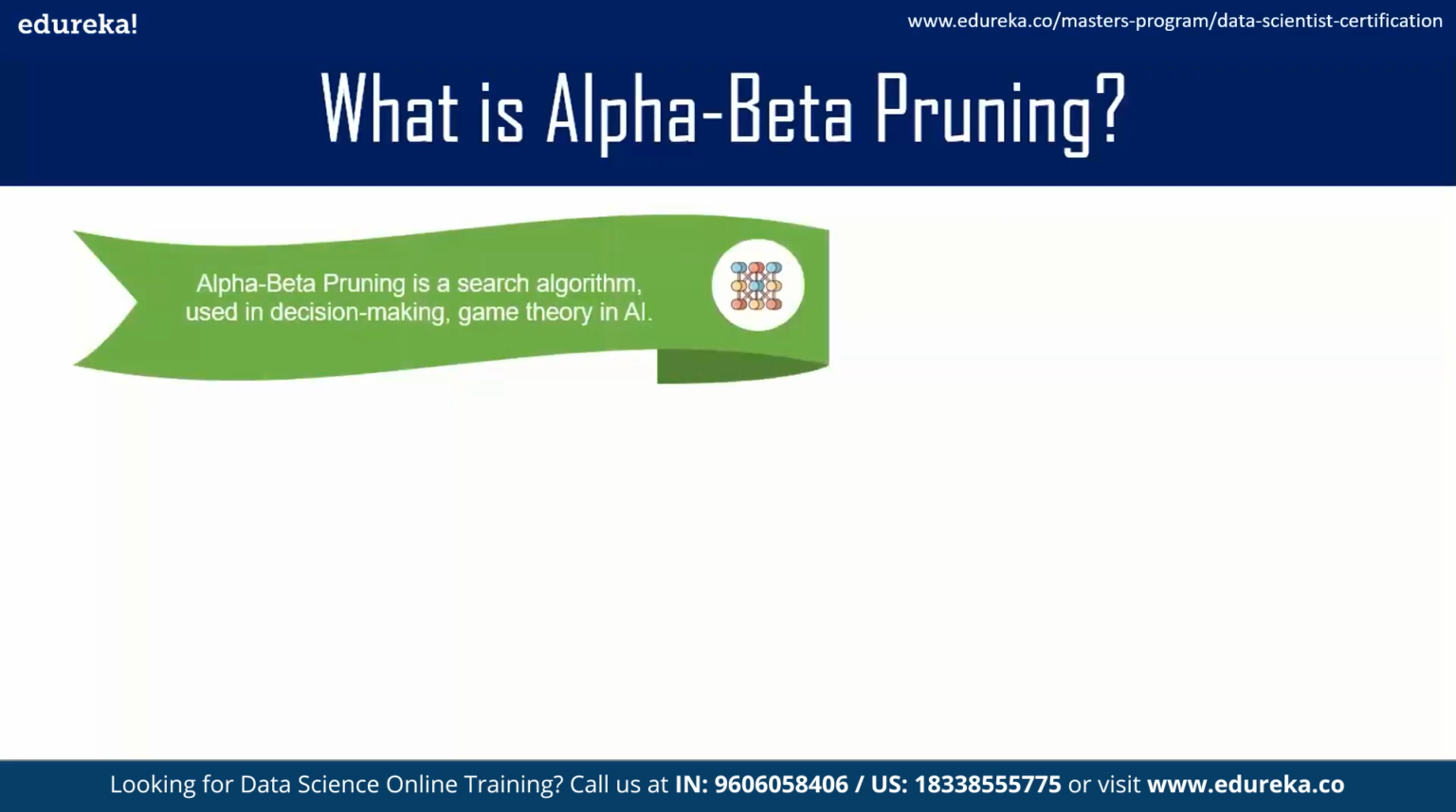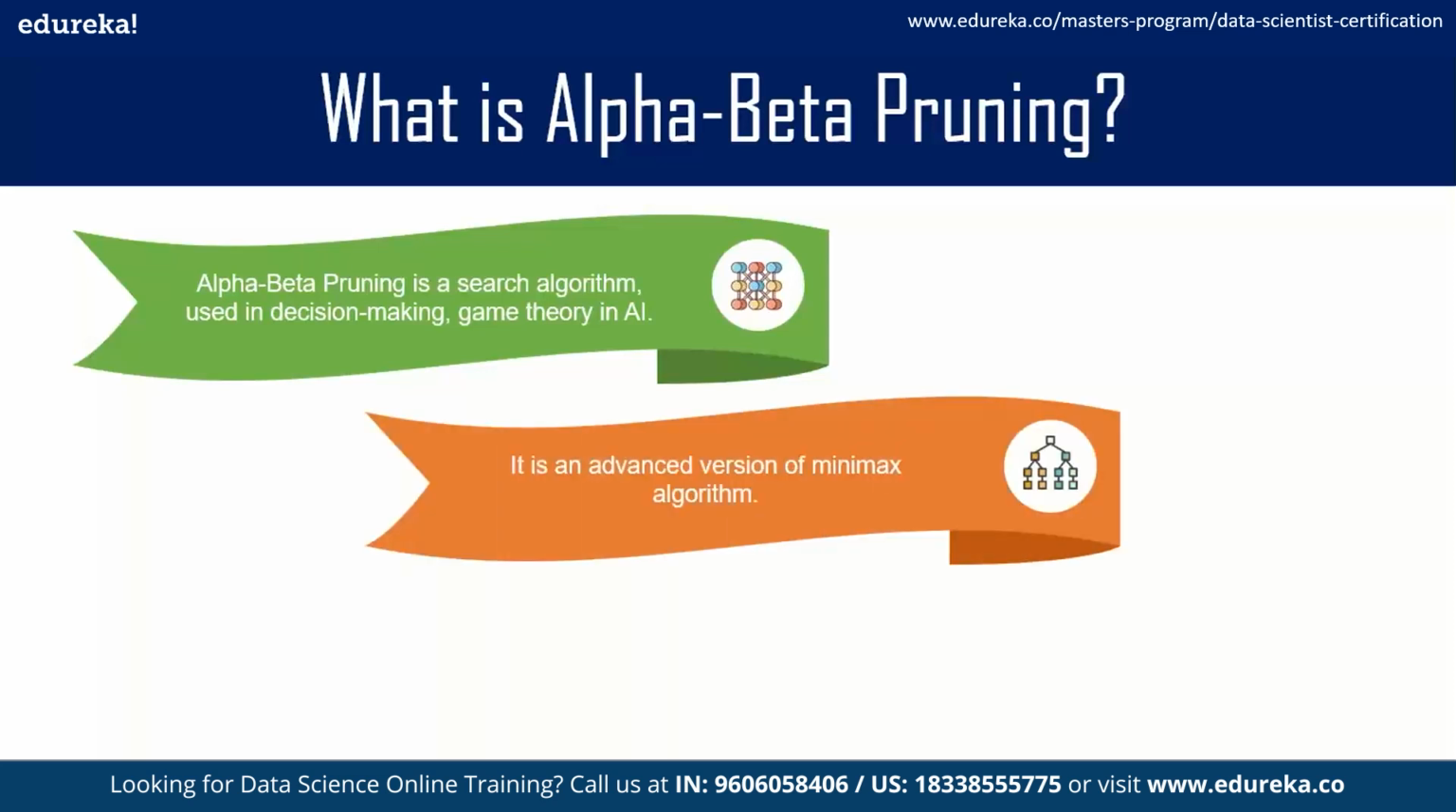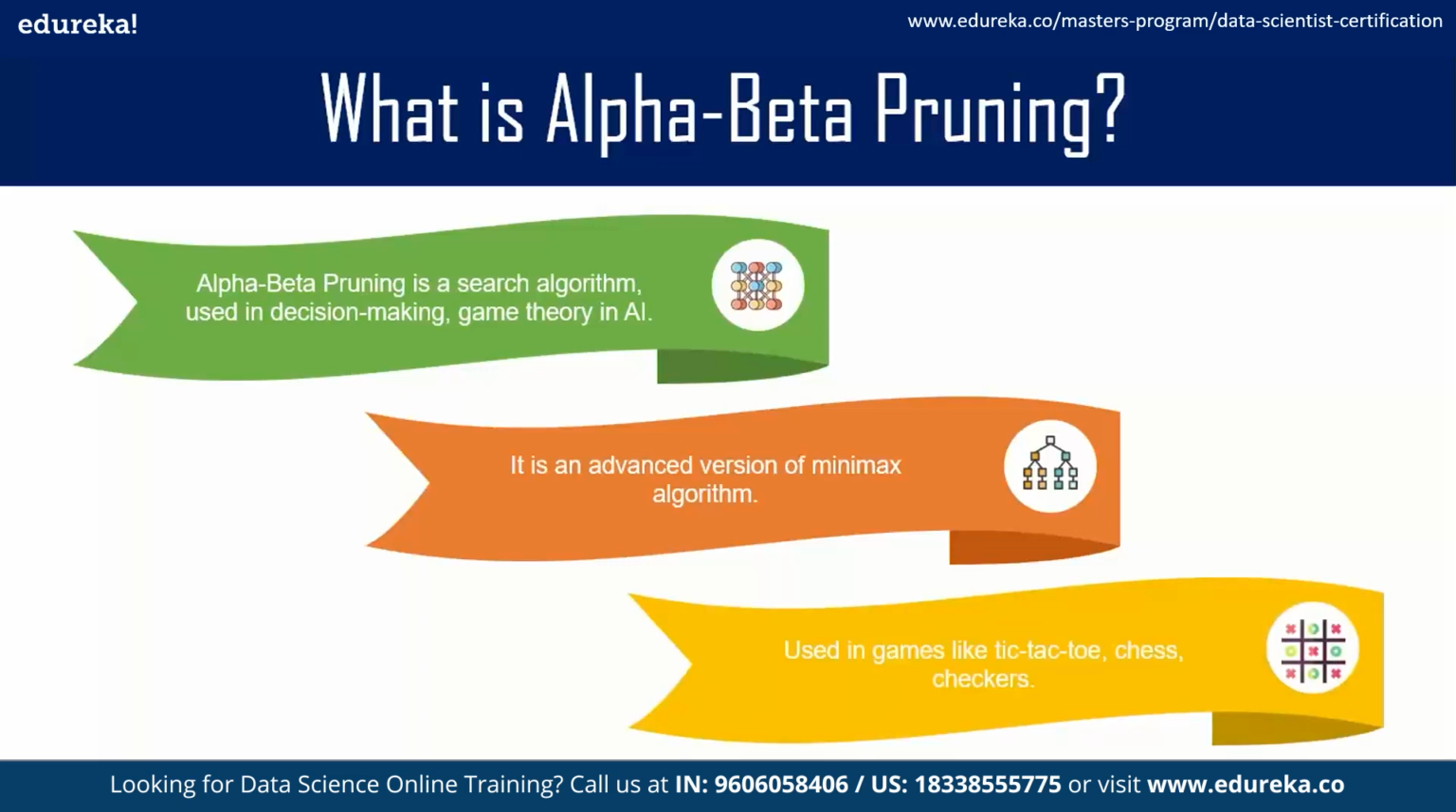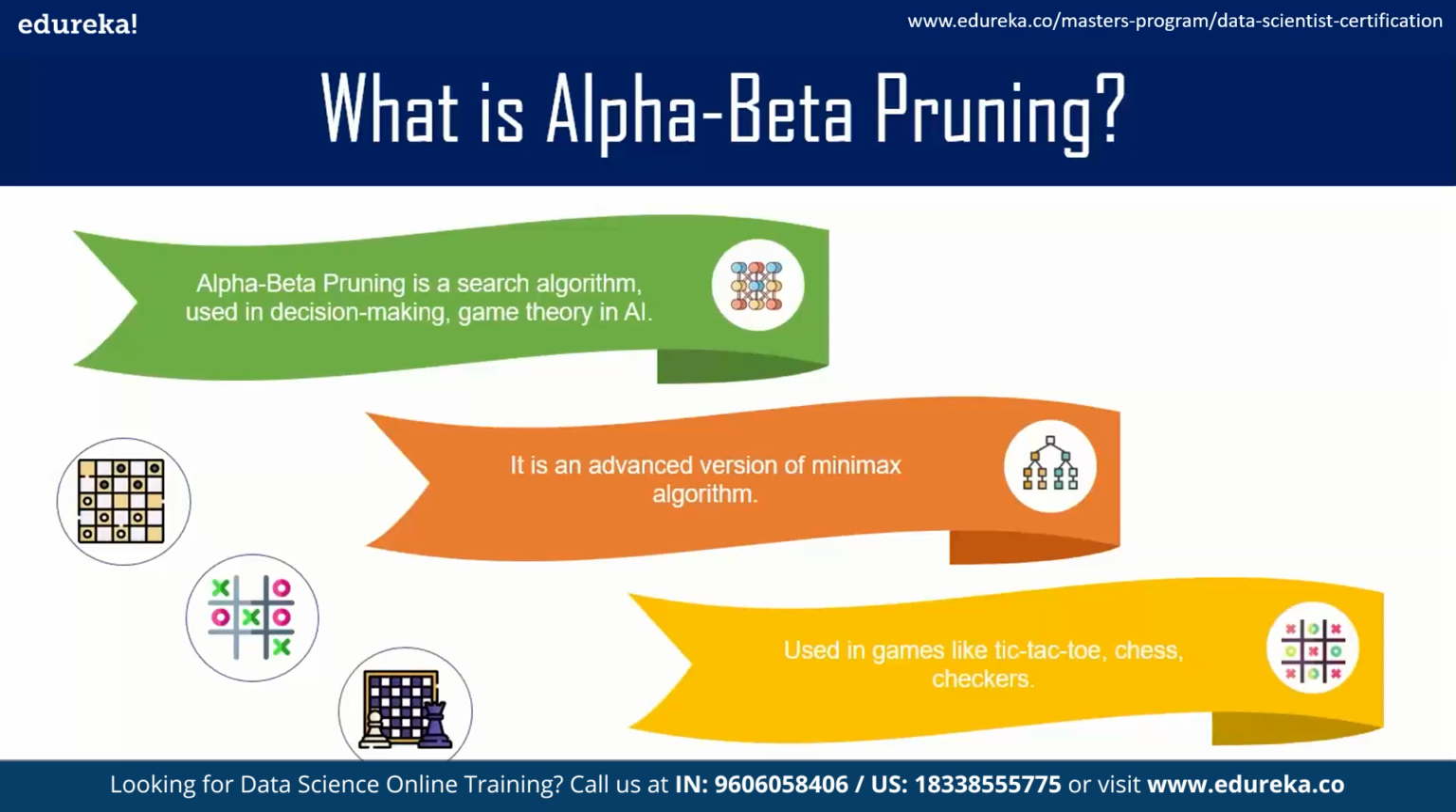So now let's understand what exactly alpha-beta pruning is. It's a search algorithm used in decision-making or game theory in artificial intelligence. It is an advanced version of the minimax algorithm, or you can say an optimization algorithm which improves the performance of the minimax algorithm. It is used in games like tic-tac-toe, chess, and checkers, and this basic algorithm is the brains behind finding various moves and the best move for the players.